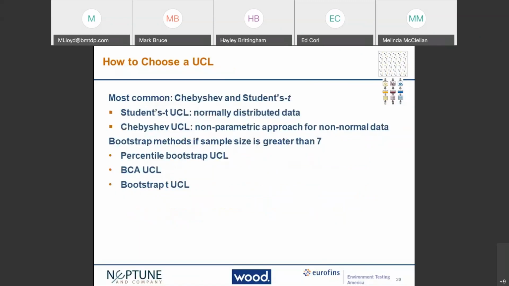The most common upper confidence limits for ISM data are going to be the Chebyshev UCL and the Student's t UCL. The Student's t UCL uses the assumption of normality to calculate a UCL, and it's the most reliable choice for normally distributed data. The Chebyshev UCL is a non-parametric approach, so the data do not need to follow a normal distribution. And ITRC guidelines recommend using the Chebyshev UCL if your data are highly skewed, because using a t-UCL with highly skewed data actually has the tendency to underestimate the mean.